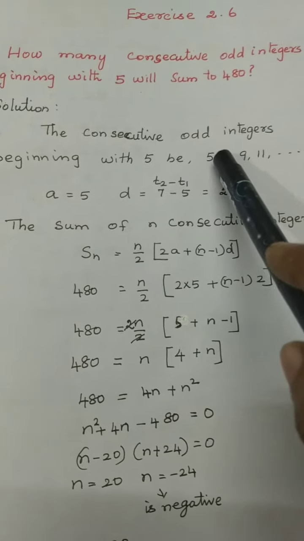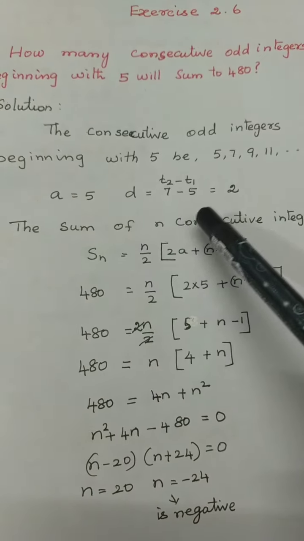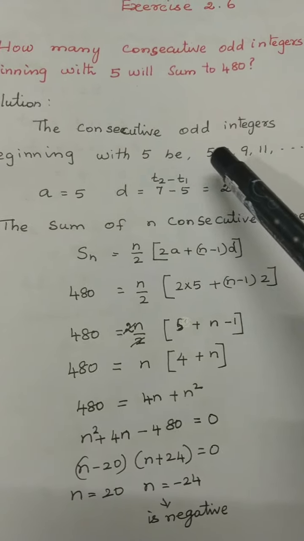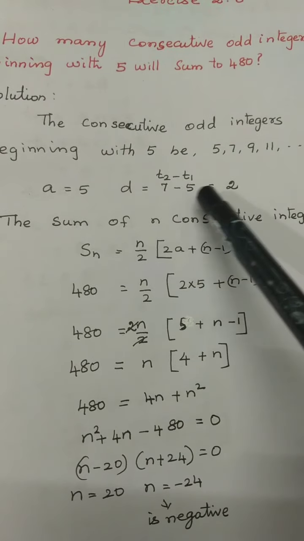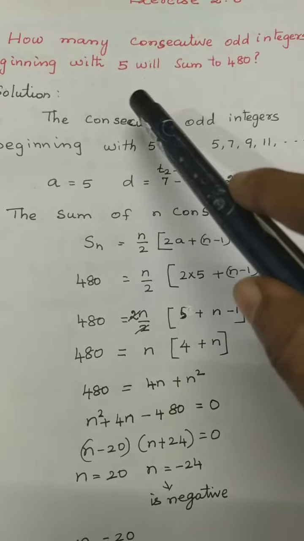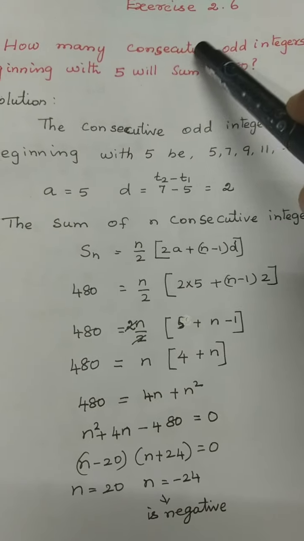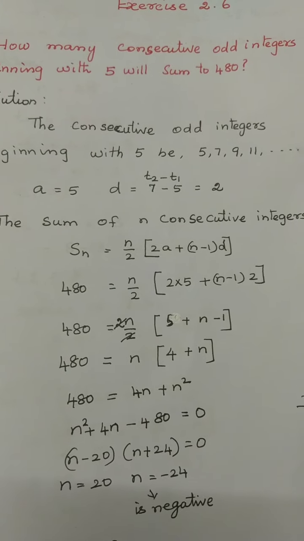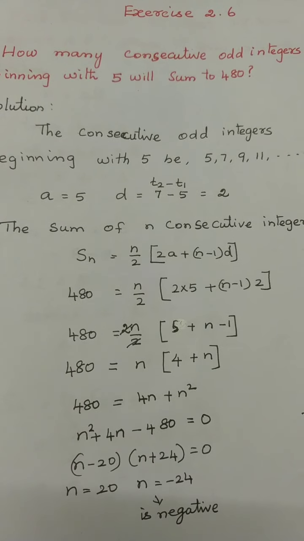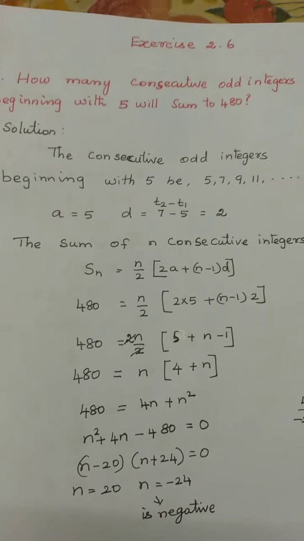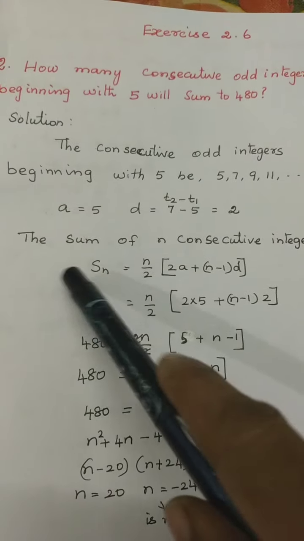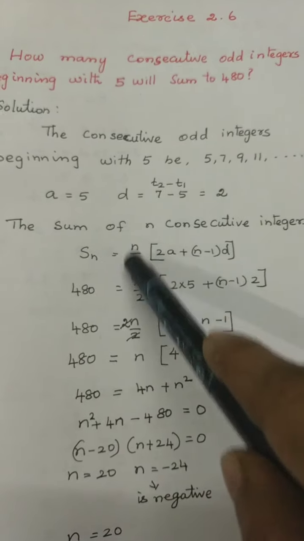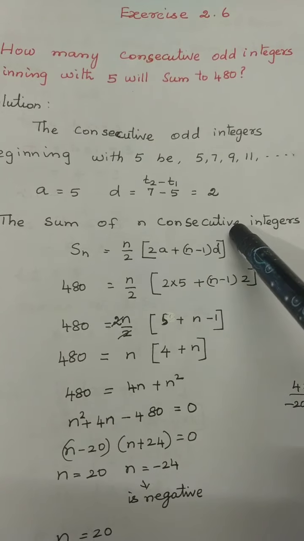Here a is the first term, 5. a is equal to 5. Then d is equal to T2 minus T1, that is 7 minus 5 is equal to 2. Then they have also given Sn is equal to 480, the sum of the terms is 480. Then you have to find how many numbers, if you add, will come as 480. That is, you have to find the sum of n consecutive integers. Sn is equal to n by 2 into 2a plus n minus 1 into d.